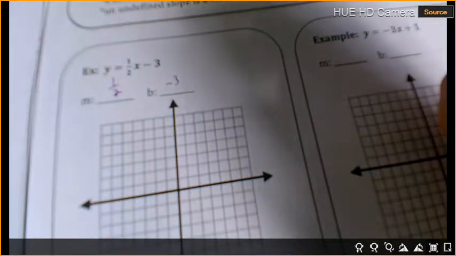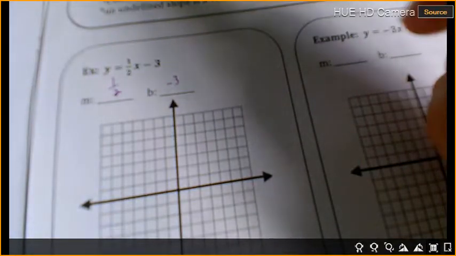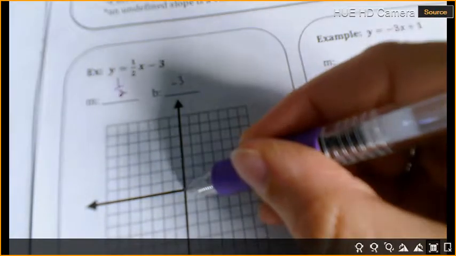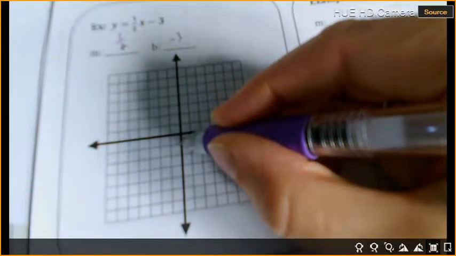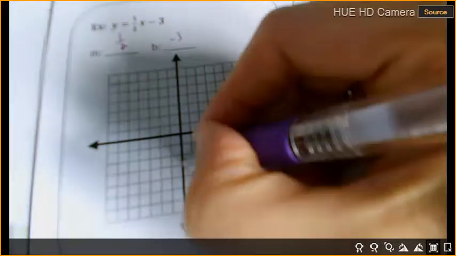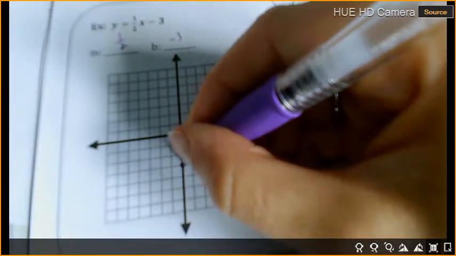So I'm going to go to the y-axis. Is the y-axis up and down or right or left? Up and down. So I'm going to go to the origin, 0, 0. And I'm going to go down 1, 2, 3. And I'm going to make my first point right here.